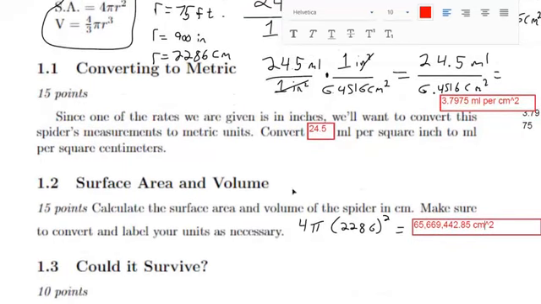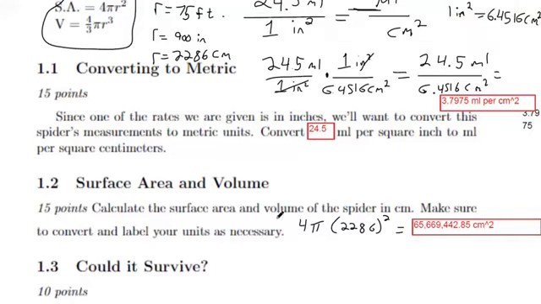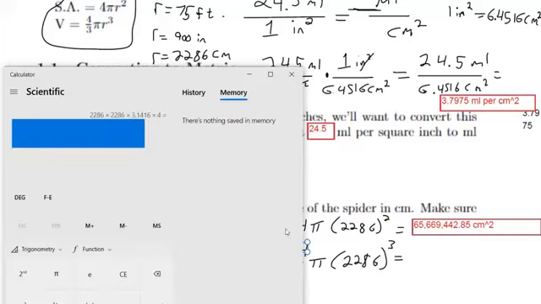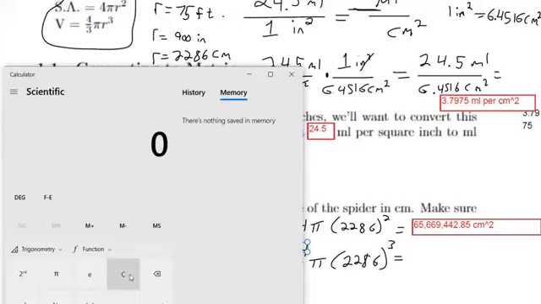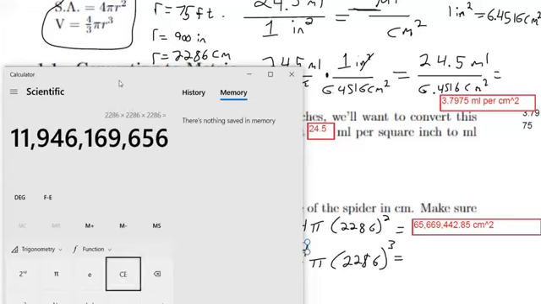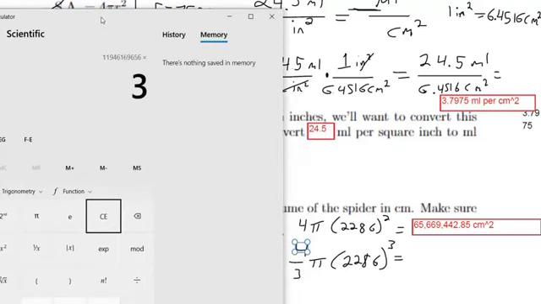And for volume, we're going to do something similar. It's 4/3 pi, our radius in terms of centimeters cubed this time. So 2286 times 2286 times 2286, and then times 3.1416 times 4, divided by 3.